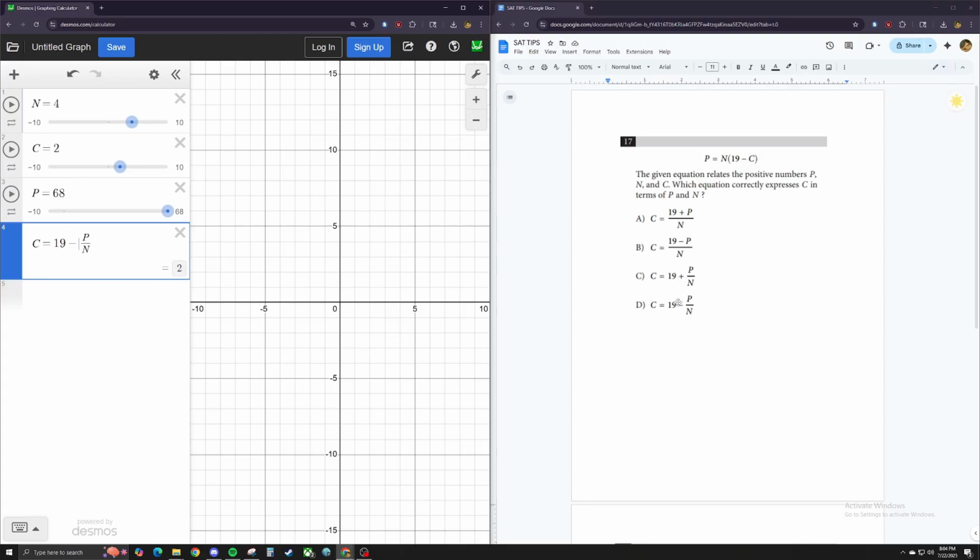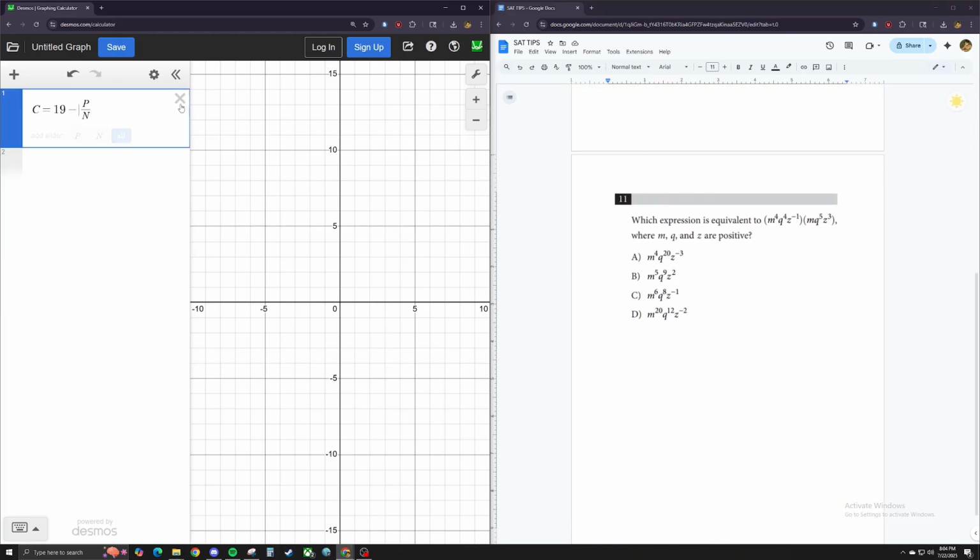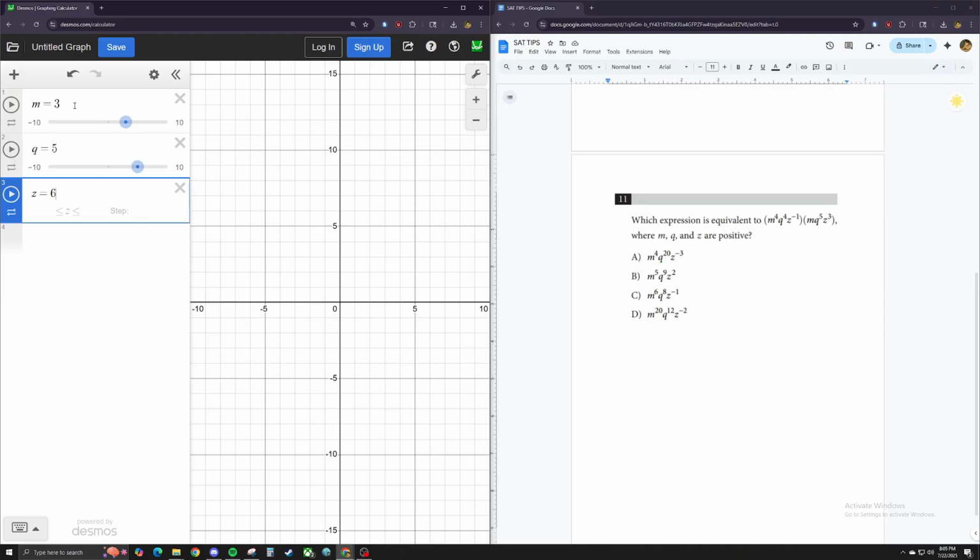And so you know that you can get your answer just by coming up with numbers out of thin air, even if you don't remember how to isolate things. And here's another example of this. Let's say you forget your exponent rules. You're not really sure how to go about distributing these numbers and dealing with these exponents being multiplied together. So what can you do? Okay, let's just say a random number for M is 3, a random number for Q is 5, and a random number for Z is 6.